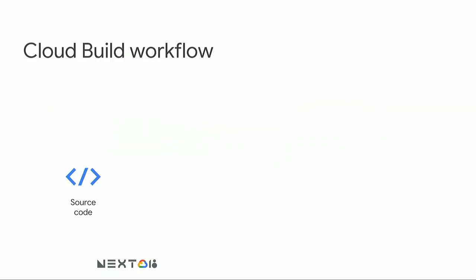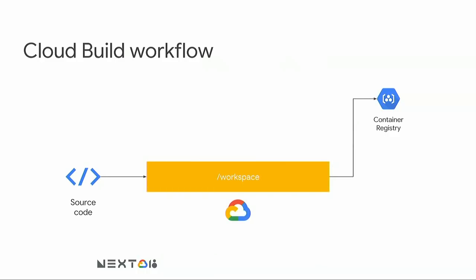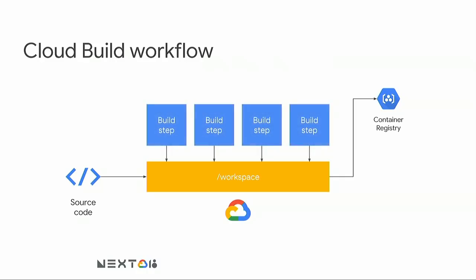So let's take a look at how a workflow in Cloud Build actually works, and we can talk a little bit about how it applies to serverless. We start, as we always do, with source code. In the case of containers, we end up with a built image in the container registry. Along the way, we upload your source code to Google, and we put it in a shared file system. And against that workspace, we're going to run a series of build steps.